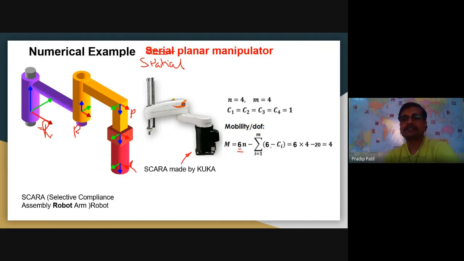So it is 6, this is 6. So 6 into n, so 6 into 4, 24. And each one has 1 degree of freedom. So the constraint will be equal to 6 minus 1, 5, 5 into 4, 20. So 24 minus 20 equal to 4. So this is also having 4 degrees of freedom.